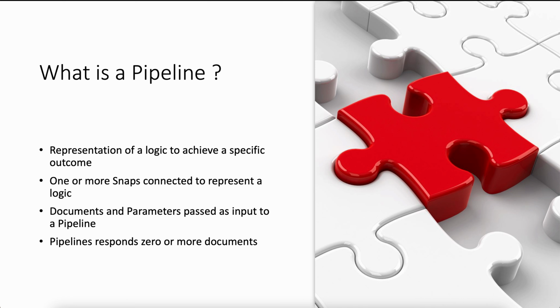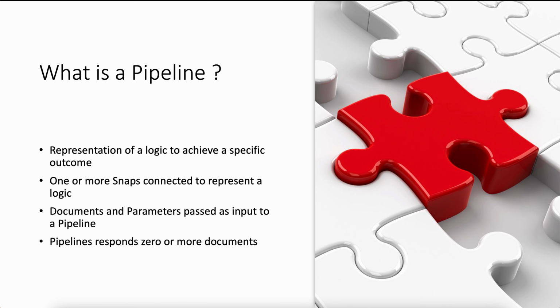So what is a pipeline? We talked about snaps and about Snaplex. Now, what is a pipeline? A pipeline is nothing but a flow, a code flow, where you connect multiple snaps together to achieve your outcome, to solve your problem. It is a representation of logic, complete programming logic to achieve a specific outcome.